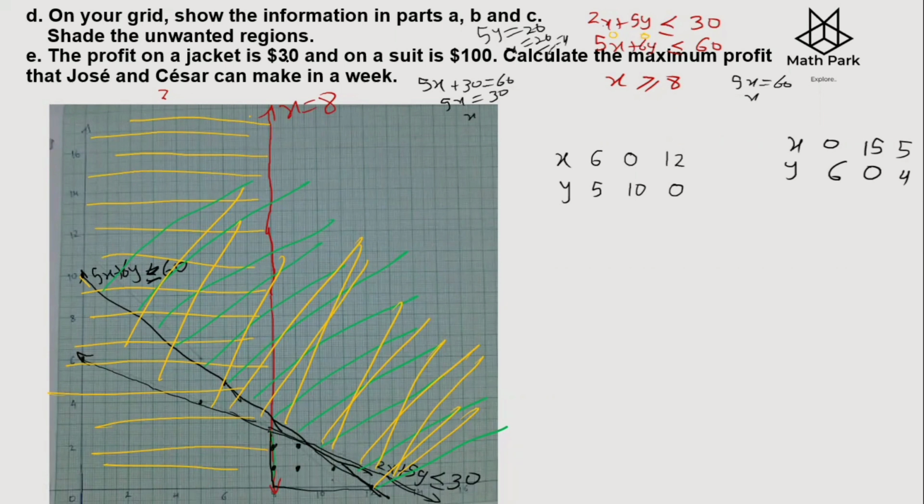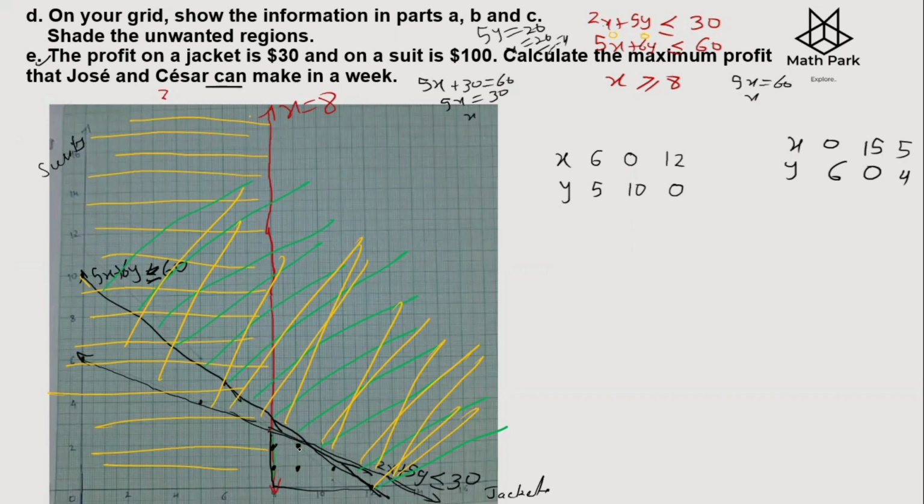The profit on the jacket is $30 and on suit it is $100. Calculate the maximum profit that Joe and Caesar can make in a week. So the X part, that is on X axis, is our jackets. Okay, these are our jackets. And on Y axis are our suits. These are our suits. So we have to now find out the last part. We have shaded the unwanted region. We are left with the last part of the question. The profit on the jacket is $30 and on a suit it is $100. Calculate the maximum profit that Joe and Caesar can make in a week.